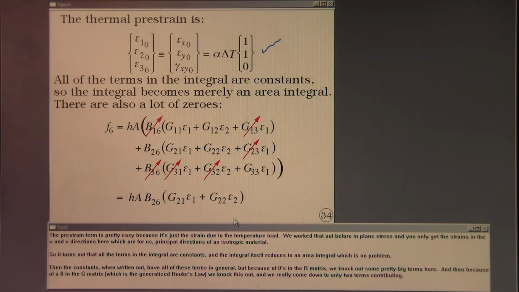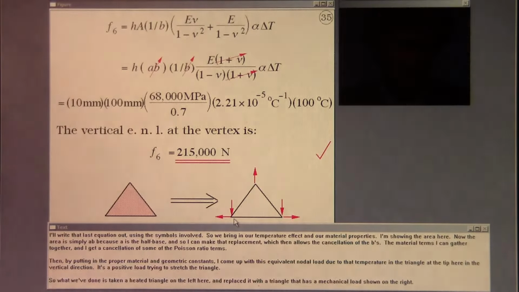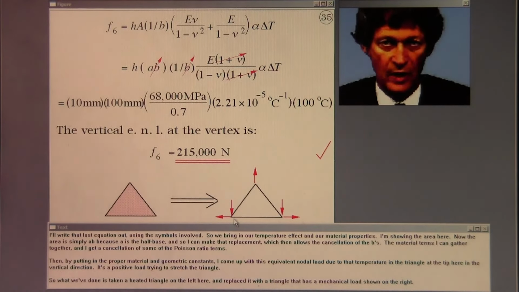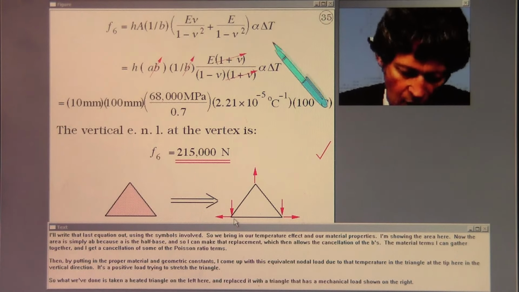Then the constants, when written out, have all of these terms in general, but because of zeros in the B matrix, we knock out some pretty big terms here. And then because of a zero in the G matrix, which is the generalized Hooke's law, we knock this out. And we really come down to only two terms contributing. I'll write that last equation out using the symbols involved.